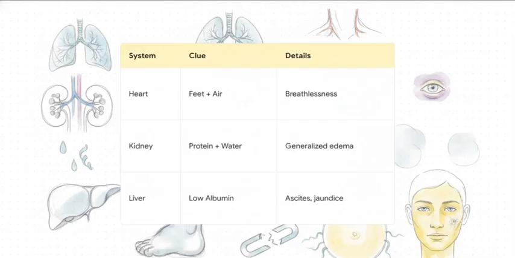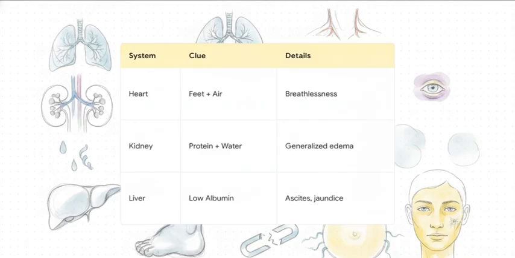So how do we tell those 3 organ failures apart in the clinic? For the heart, just remember feet plus air. The feet swell and catching their breath becomes difficult. You're looking for breathlessness and a raised JVP, meaning a bulging neck vein. For the kidneys, think protein plus water. Kidney disease often presents with protein in the urine and generalized edema. Finally, liver equals low albumin. Because the liver isn't making enough albumin protein, fluid just leaks right into the tissues.